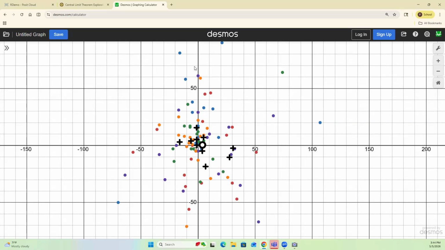Compare the spread of the colorful dots to the spread of the black pluses. Which one of those is spread out more? The colorful dots, those are the individual throws, and yet the averages are clustered much more tightly to the expected value. That's exactly the central limit theorem. Individual observations are going to be spread out a lot more than sample averages, because the whole point of a sample average is you've collected more data, so you have a better estimate of what's actually going on.